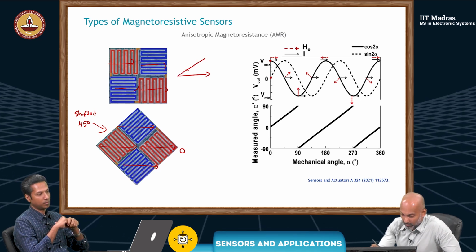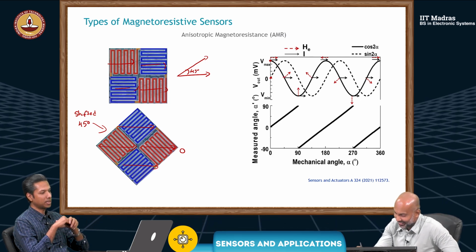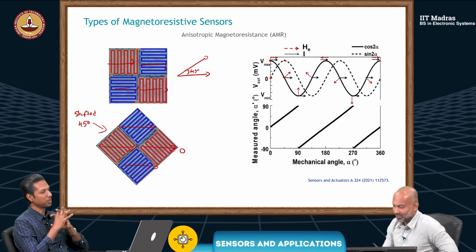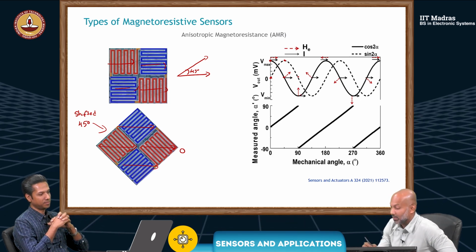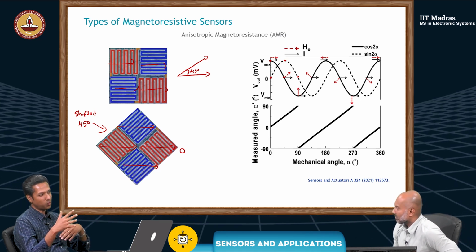You do your 45 degrees now. That becomes 0. This becomes 0, right? But the other one is at peak. So you are getting sine and cosine waveforms. So now you will be able to resolve till 180 degree, I think.